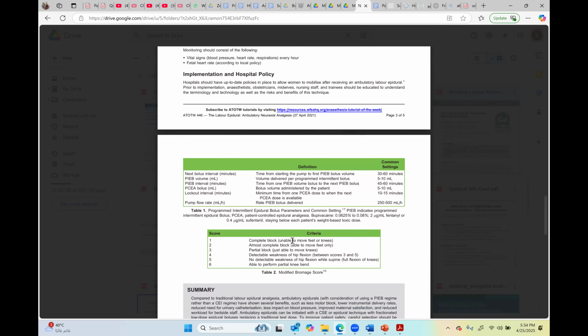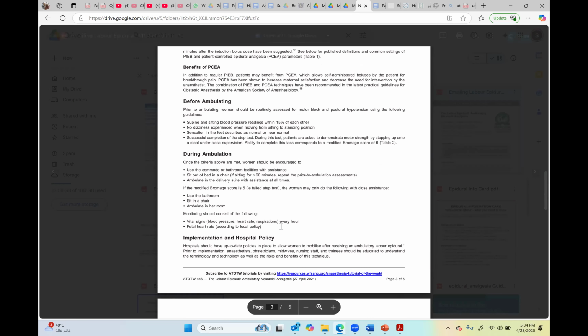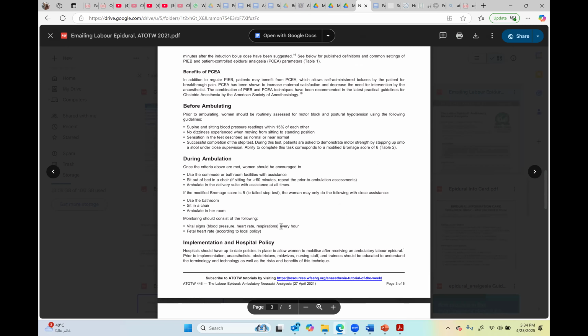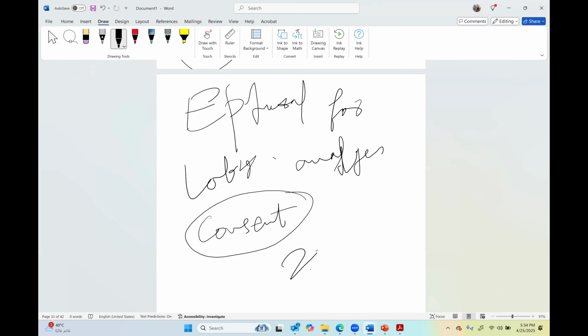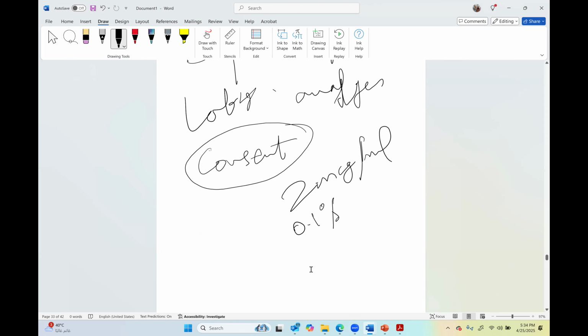How much will you give? Sir, we use 0.0625% to 0.125% with fentanyl, around 2 micrograms per ml. Actually 0.0625 is a little difficult to calculate. Actually, it's 0.1%. Okay.